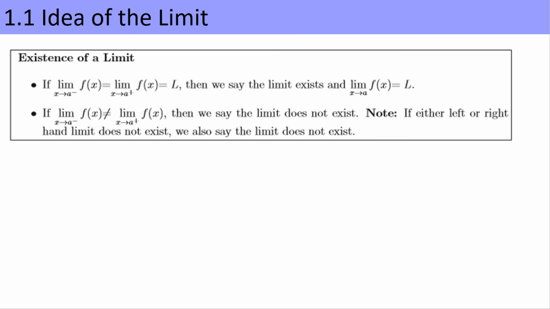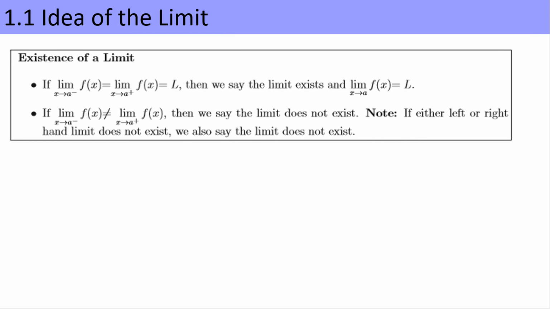Existence of a limit. If the limit as x approaches a from the left of f of x equals the limit as x approaches a from the right of f of x equals the same real number value L, then we say that the limit exists and the limit as x approaches a of f of x equals L. If the limit as x approaches a from the left of f of x does not equal the limit as x approaches a from the right of f of x, then we say that the limit does not exist.